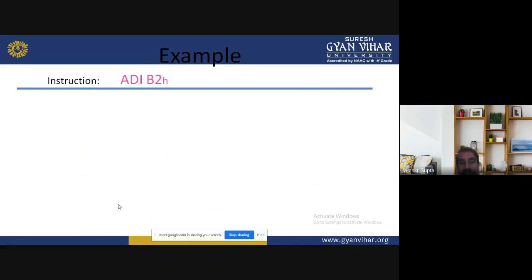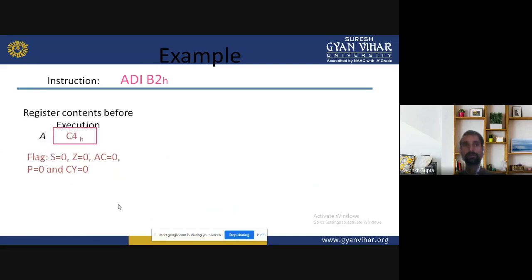In the previous slides, we did register to register with carry. Now we are doing the addition with data. Data is given within the instruction. So suppose that I am writing a program: move immediate A comma C4H, ADI B2. That is the program. Addition of two 8-bit numbers.